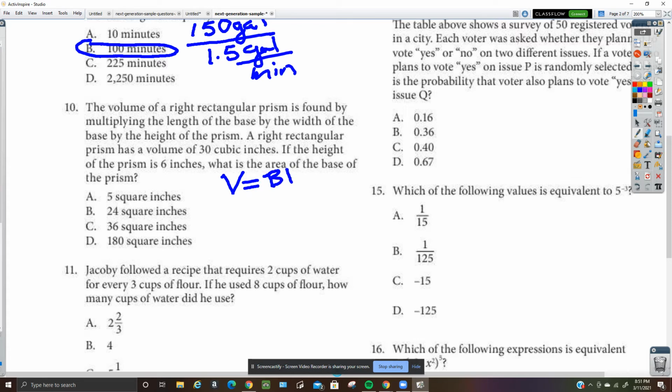So capital B times H, and they're giving you 30. The area of the base is what you don't know. Trying to find capital B here. We have 6, so divide this by 6. So 5 square inches.